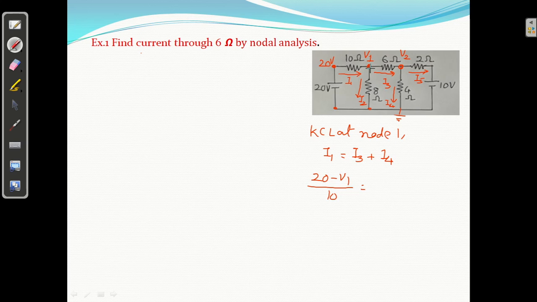I3. What is the value of I3? This is V1 minus V2 upon 6, plus I4. What is I4? Sorry. I1 equal to I2 plus I3. Sorry, this is I2. Please correct it. Sorry, it is KCL at this node. I1 incoming, I2 and I3 outgoing. So what will I2 be? I2 is V1 minus 0 upon 8.